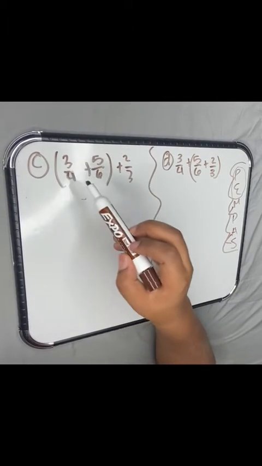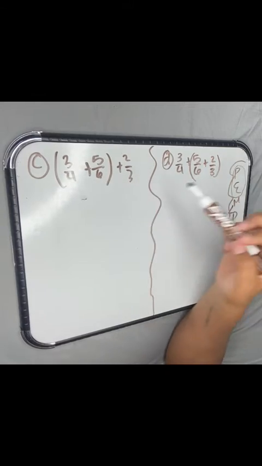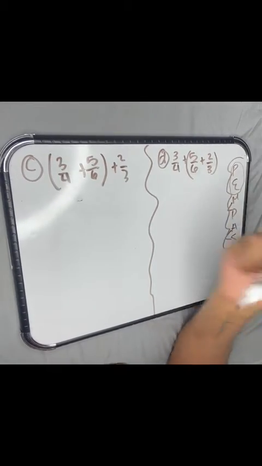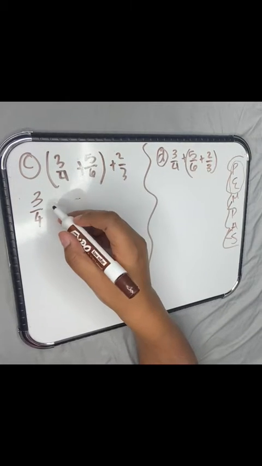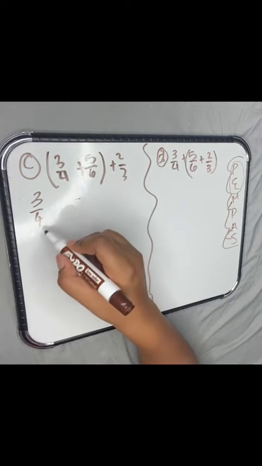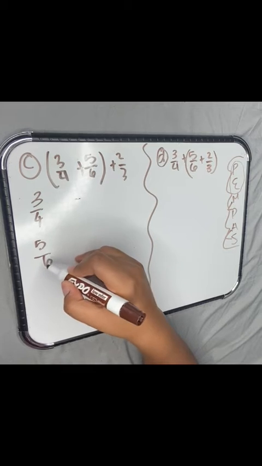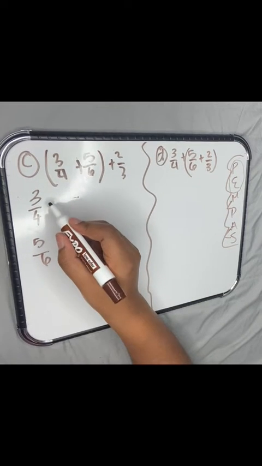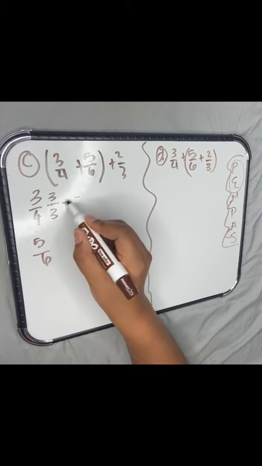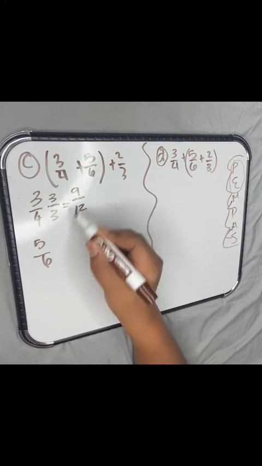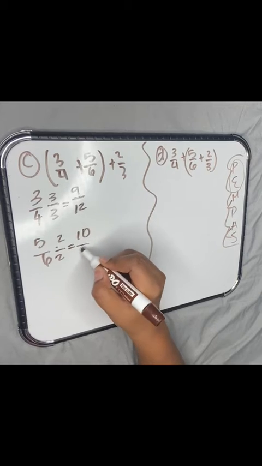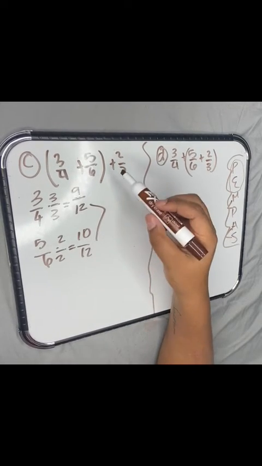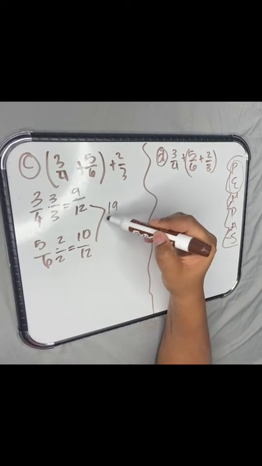So now we have 3 over 4 plus 5 over 6, and we know that we have to do the parentheses first. So we move over here to the parentheses, trying to find a common denominator between 4 and 6. So we will do the least common multiple, which will be 12. Multiplying 3 over 4 by 3 over 3 to get 12 as a denominator, which will give us 9/12, and 5 over 6 by 2 over 2 to get 12 as a denominator, which will give us 10/12. So now we have these two. We can add those together and get 19 over 12.